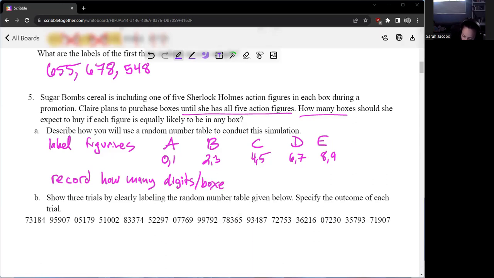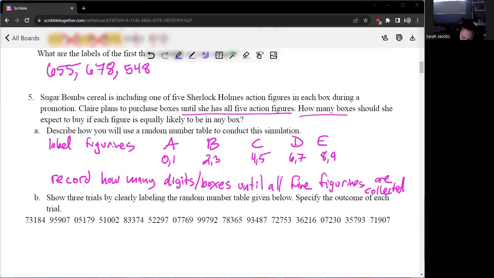Because each digit now is going to represent one box of cereal until all 5 figurines are collected, and then repeat that, hopefully with a computer a couple hundred times. So show our 3 trials by clearly labeling.